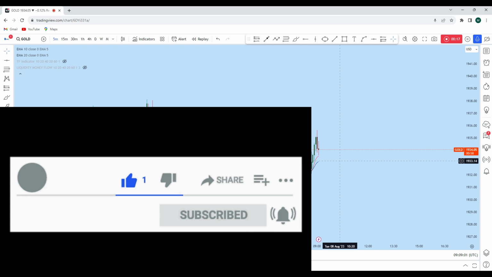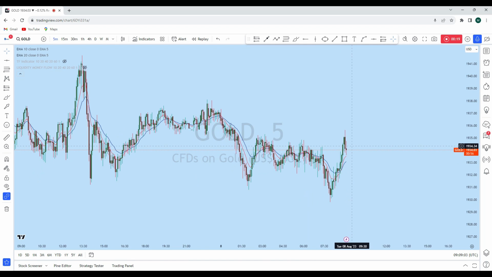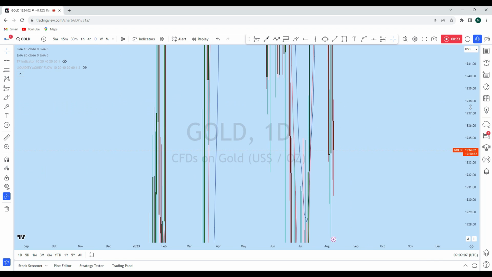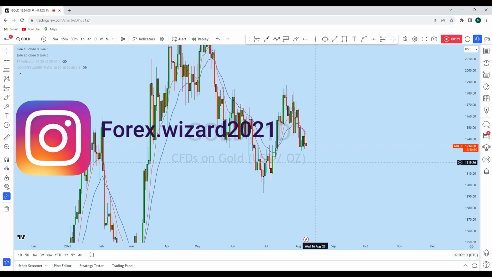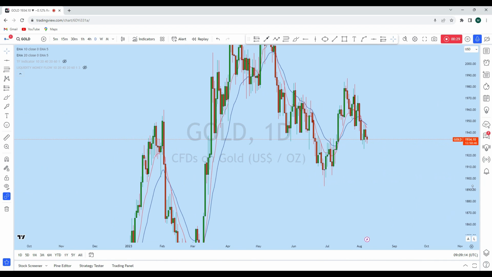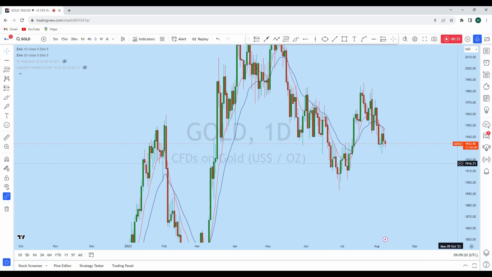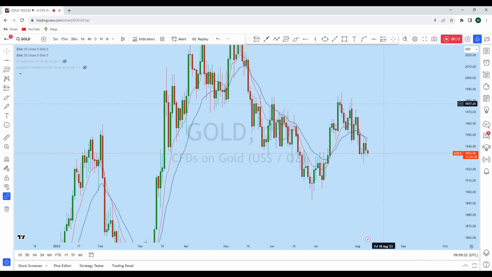Now before we discuss how we can trade, first let's look at the bigger picture, looking at the daily time frame to see the overall direction in the market, as the daily is a higher time frame and also gives a clear direction in the market. Now from the daily we can see that gold is currently in a downtrending market structure.